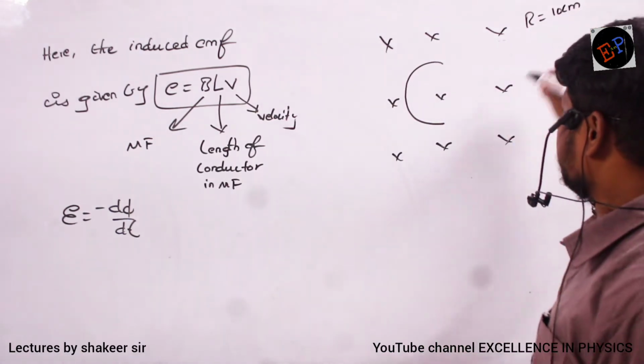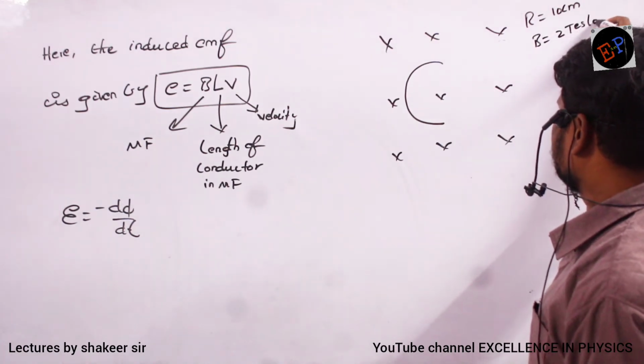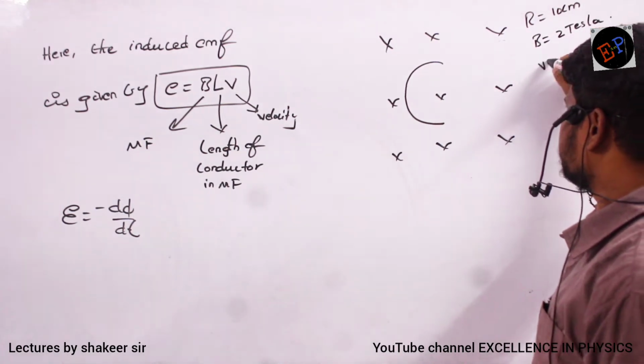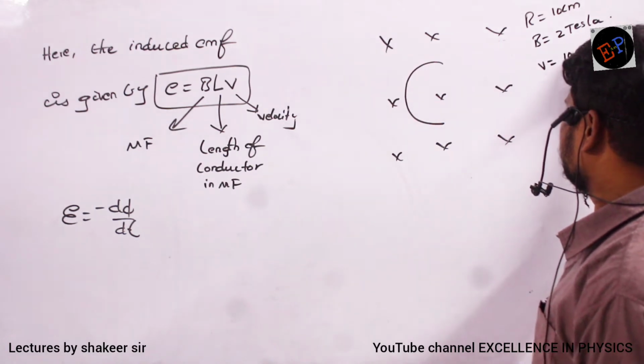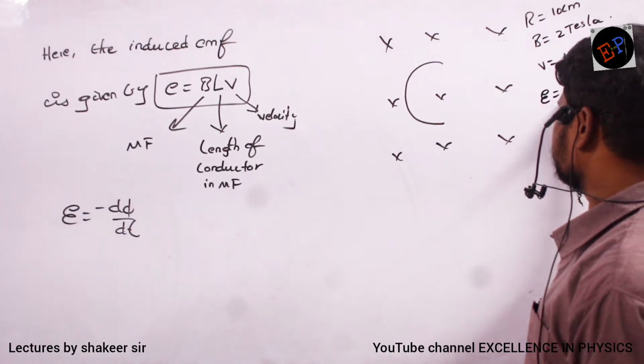Are you able to understand now? Strength of the magnetic field is 2 Tesla, and velocity of this coil is 10 meters per second. Then find the EMF produced. Can you calculate?